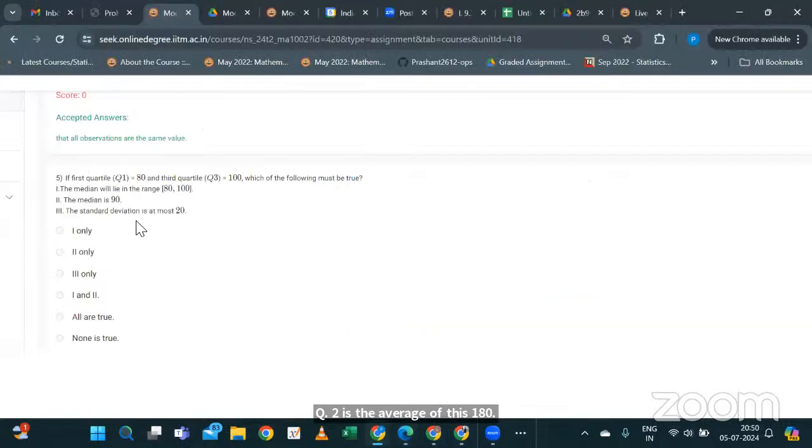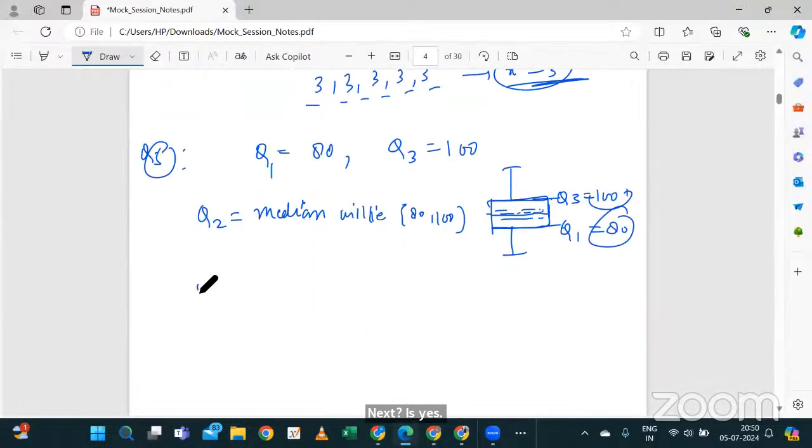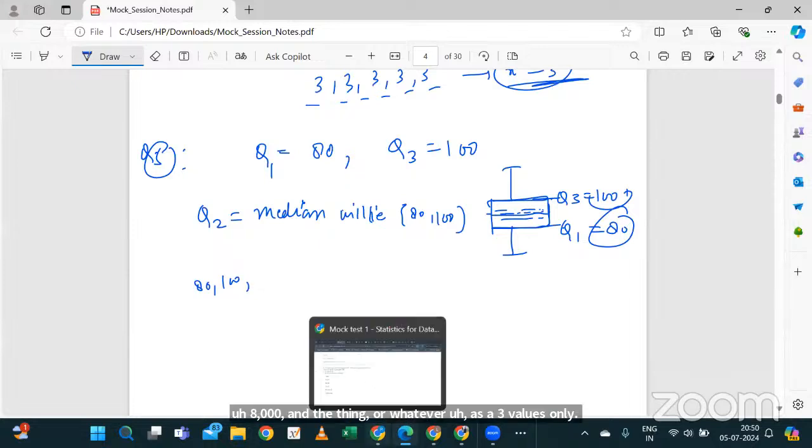Okay, next, Prashant, yes. I have a question here. If we have only three values, 80, 100 and some third value, whatever, just three values only, how do you actually treat these as Q1, Q2 and Q3? Okay, you can simply calculate that first of all.